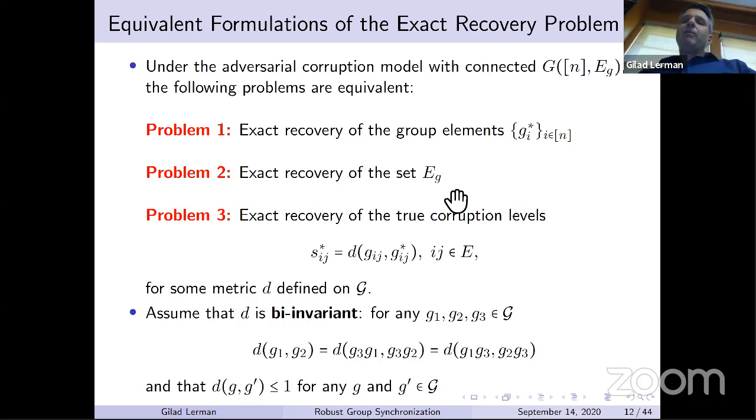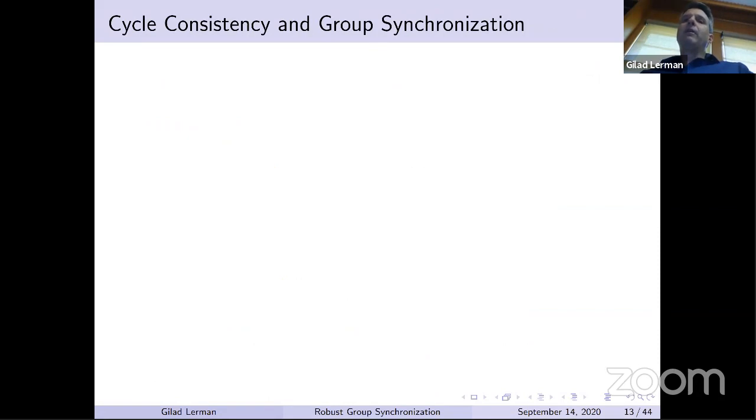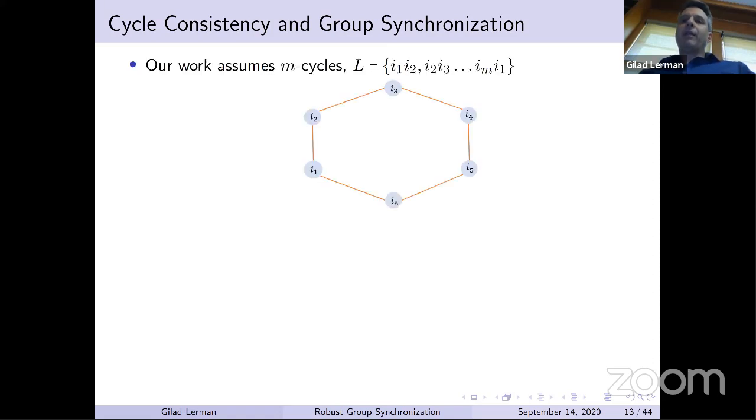Why do I spend time on this? Because the first 2 formulations are very abstract, but the third one lets us work with numbers. And actually, it has an advantage because then you can do statistics with these numbers. So that's what we are trying to do here. So we're going to focus on these numbers. And in order to extract useful information from these numbers, I need to exploit the cycle consistency of the group. So let's define this notion of cycle consistency.